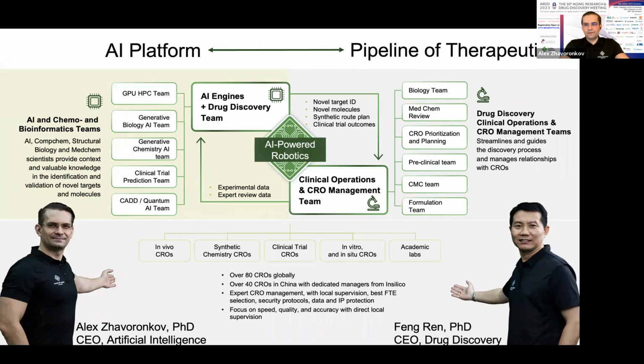So Dr. Ren built a team of biologists, medicinal chemists, and a prioritization team, which allows you to manage those contract research organizations. And in many of those contract research organizations, we have our own people who are supervising those scientists. And it allows us to move very, very quickly. And the data that we are generating through our own programs is being fed back into the discovery engine, and we can very rapidly validate.